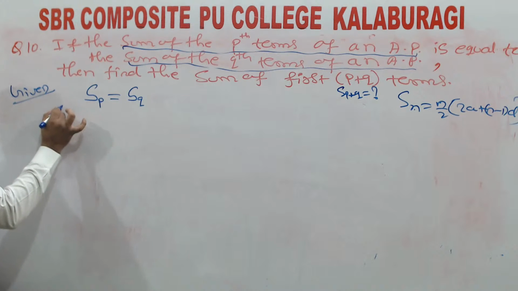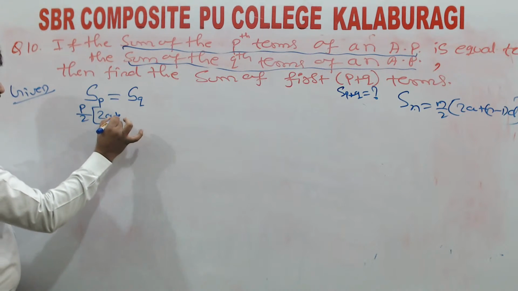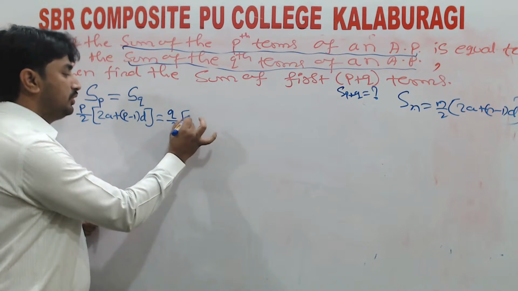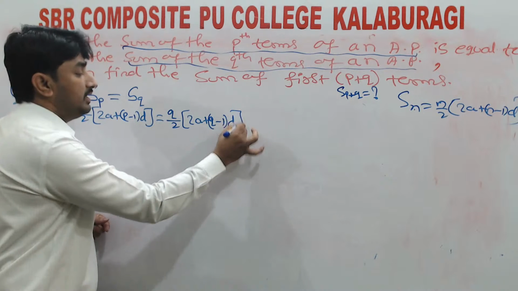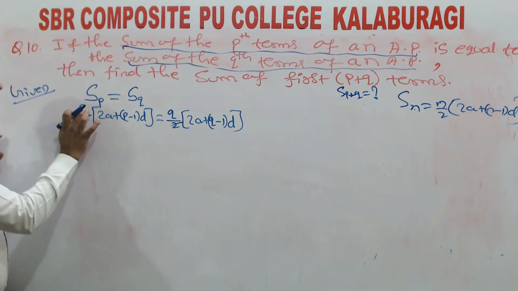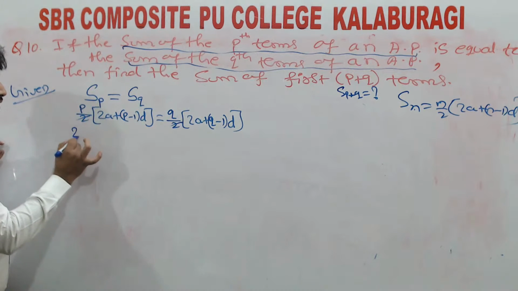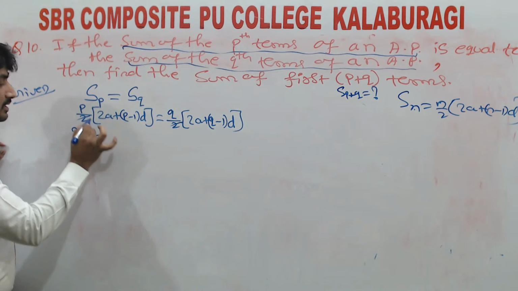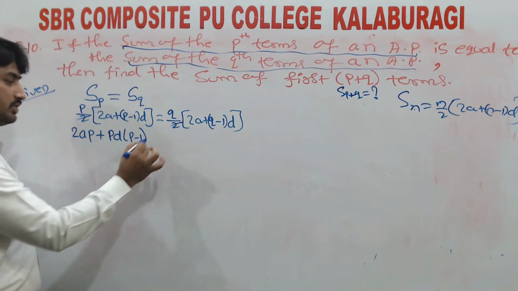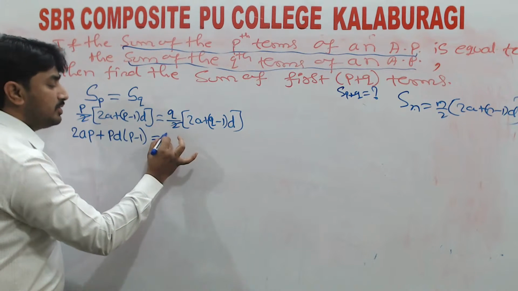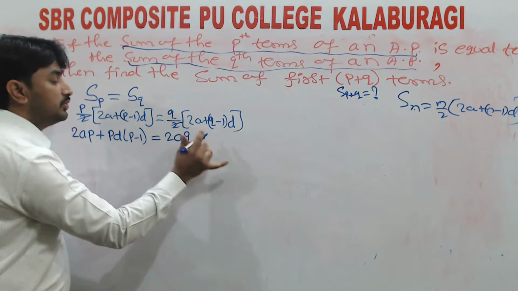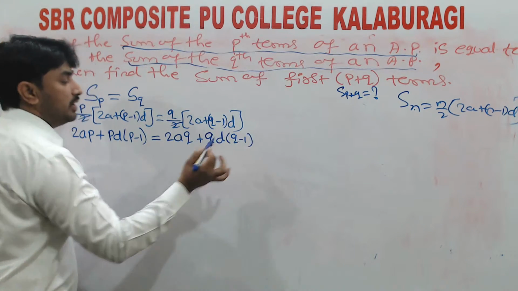In place of n I am taking p, it becomes p/2 [2a + (p - 1)d], which is equal to the sum of the qth term, q/2 [2a + (q - 1)d]. Both sides divided by 2 cancel, and multiply p inside the bracket: p into 2a is 2ap, plus p into d times (p - 1). On the RHS, multiply q into 2a, it becomes 2aq, plus q into d times (q - 1).